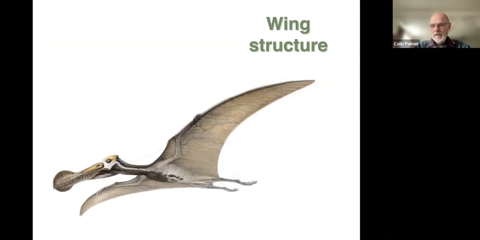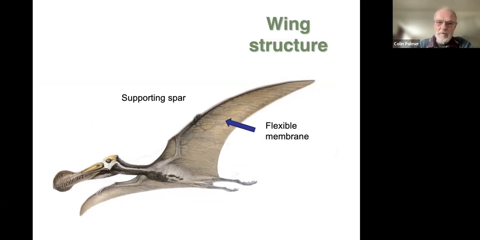So to stay in the air, they need a wing. So let's look quickly at the wing structure. Here's a pterosaur in flight. There's a supporting wing spar along the leading edge, and then the flexible membrane, which we've talked about.